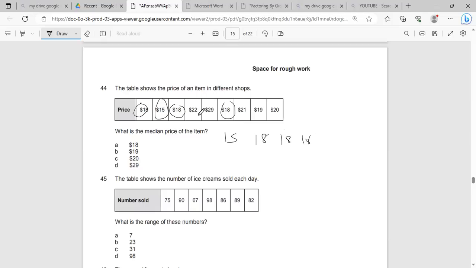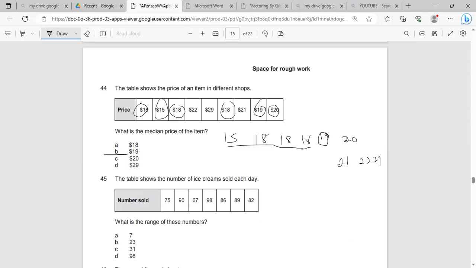All right, so that's triple 18. Next we have 19. Remember, you have to do it in order, all right? Next we have no more 19, but we have 20. And then 21, 22, 29. So we have a total of 9 numbers. So the fifth number, 1, 2, 3, 4, is 19. Yes, so it's 19.